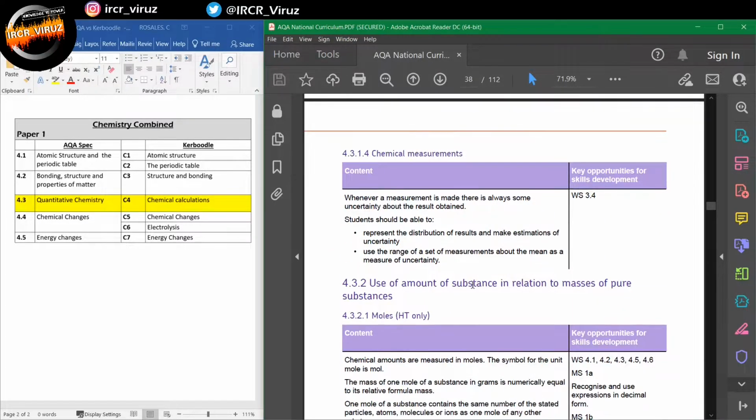Now, chemical measurements: whenever a measurement is made, there is always some uncertainty about the result obtained. Students should be able to represent the distribution of results, make estimations of uncertainty, and use a range of measurements about the mean and the measure of the uncertainty, okay? Now in this, they might give you a couple of examples. They might ask you to calculate a mean or an average, right? And you have to make sure that in the table of results you don't include anomalous results, okay?